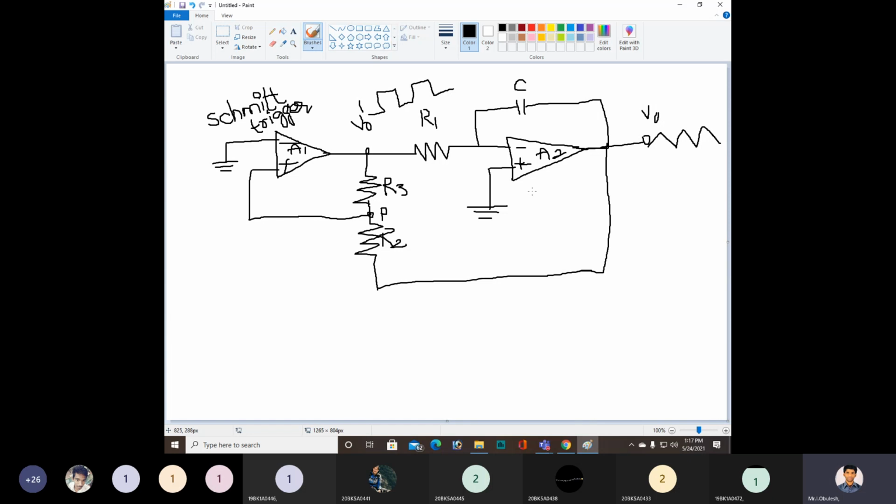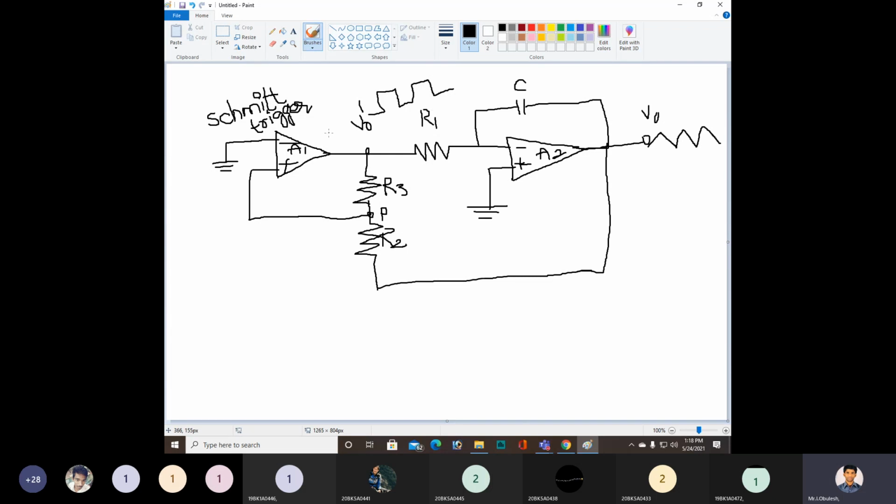Compared to the previous diagram, just you need to see here. Here we have a less number of components. In the previous diagram, we have one more resistor here, and here also a resistor, and some load. We have a compensating resistor connecting to the non-inverting input terminal of amplifier 2. Here we have a feedback resistor.